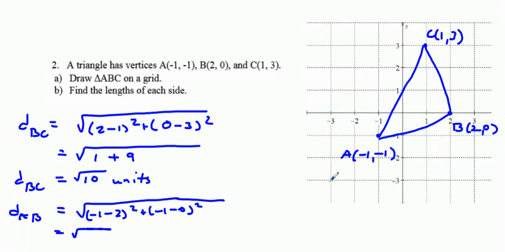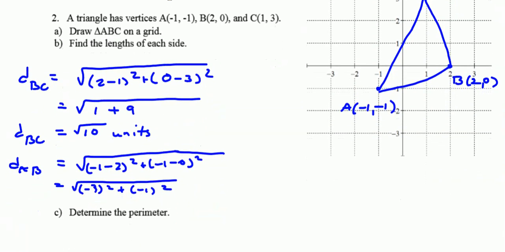So that's going to be negative 3 squared plus negative 1 squared. A couple steps here. And oops, ran out of room, which is equal to 9 plus 1, which is the square root of 10.